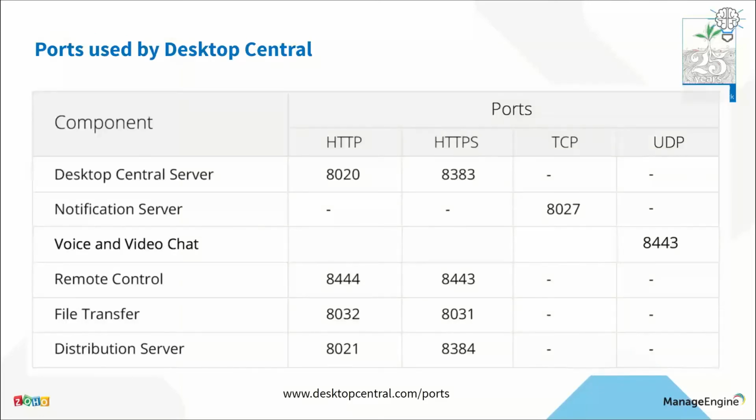These are the ports that are required to be enabled in Desktop Central for both HTTPS as well as HTTP. The notification server is responsible for any on-demand activities. So 8027 is required for operations like remote control or asset scanning. You can also change these ports on the web console. We can get into that as well.